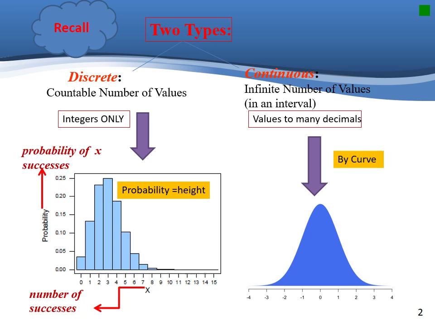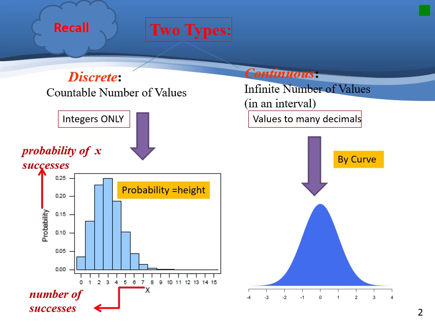In Chapter 4, we have learned that the binomial distribution can be shown in a graph like this, where the x-axis is the number of successes and the y-axis is the probability of x successes. Note that the height of each bar is the probability.